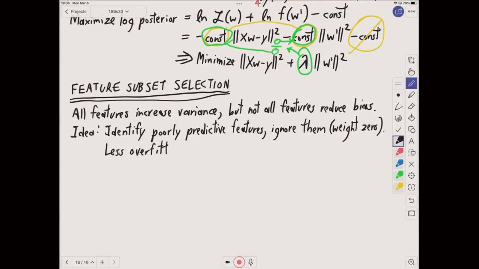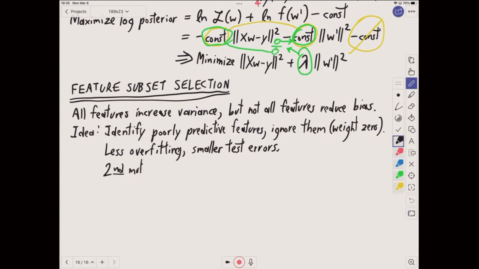And if you have a lot of really poorly predictive features, then the advantage of that, obviously, is you get less overfitting, and therefore, whether or not your training error looks any different, your test errors ought to go down. That's not the only possible motivation.